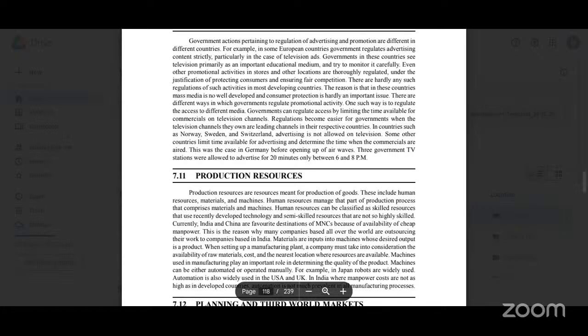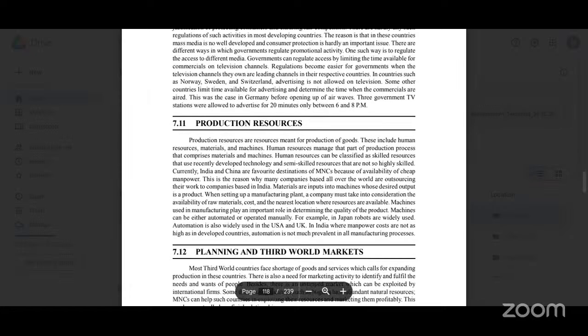For example, in countries like Norway, Sweden, and Switzerland, advertising is not allowed on television. Some other countries limit the time available for advertising and determine the type when the commercials are aired. Germany is a good example of this, where advertisers are allowed to advertise for only 20 minutes between 6 and 8 p.m. That's it.